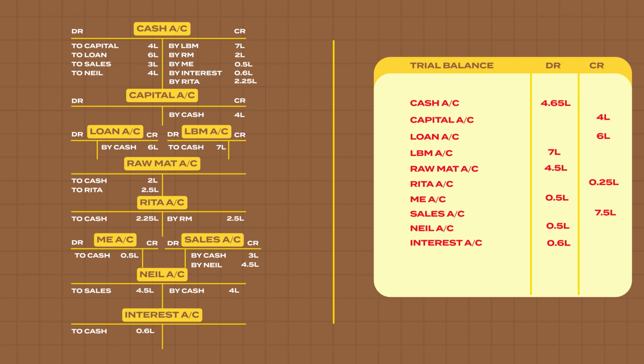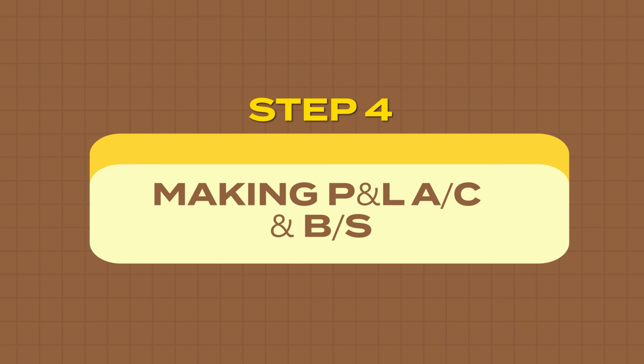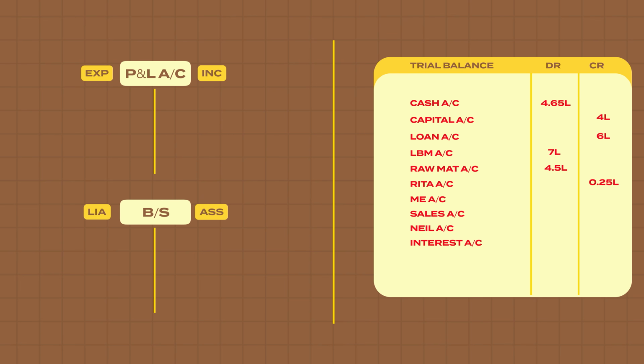Let's find out, does the trial balance balance? Of course it balances. And now we come to the last step. Prepare a profit and loss account and a balance sheet. So folks, every item on the trial balance will now have to appear either on the profit and loss account or the balance sheet. And a profit and loss account has expenses and incomes, and a balance sheet has liabilities and assets.